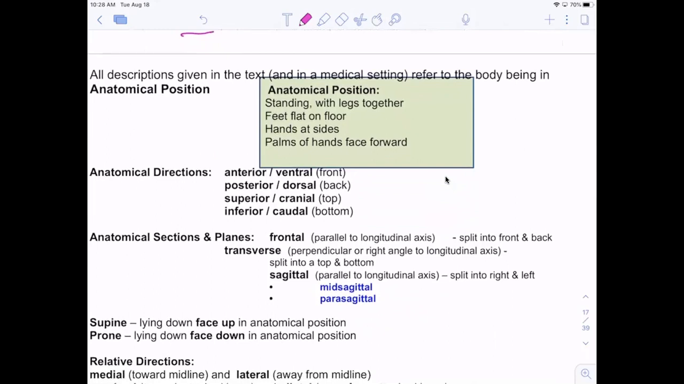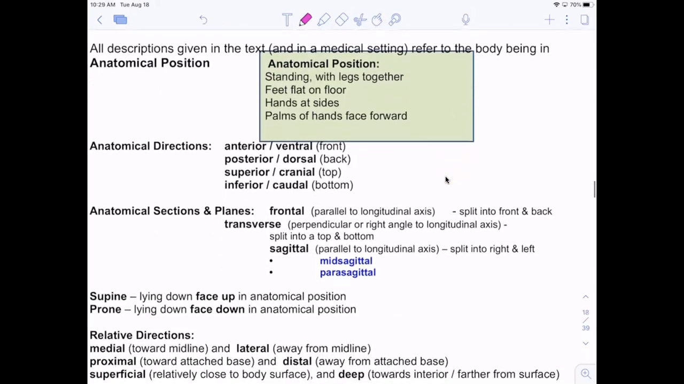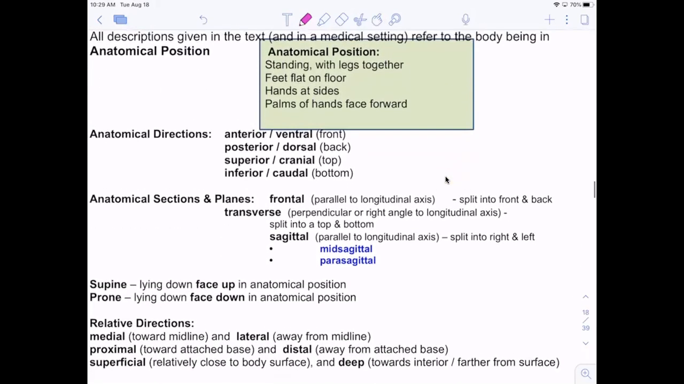So the question: if you were swimming the backstroke, would you be supine or prone? And you would be supine. If you were swimming freestyle, would you be supine or prone? And that would mean you were swimming prone. So hopefully that kind of explains it. So that's anatomical position, and everything is always going to be in reference to anatomical position.